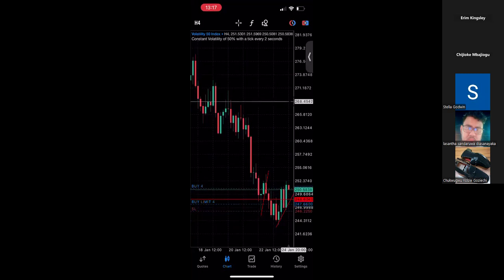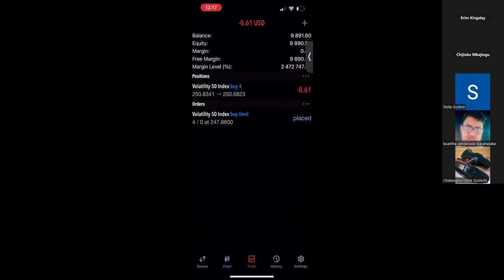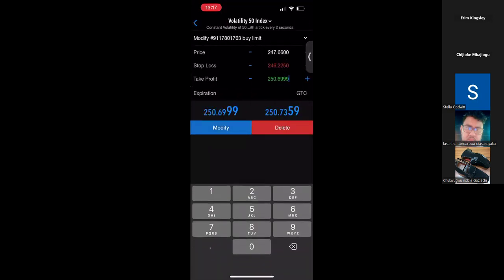So let's say I want to take my profit here. If you are too afraid, you can say here. So 262. Your take profit is 262.00. So again, you modify. Take profit is 262.00. Modify.